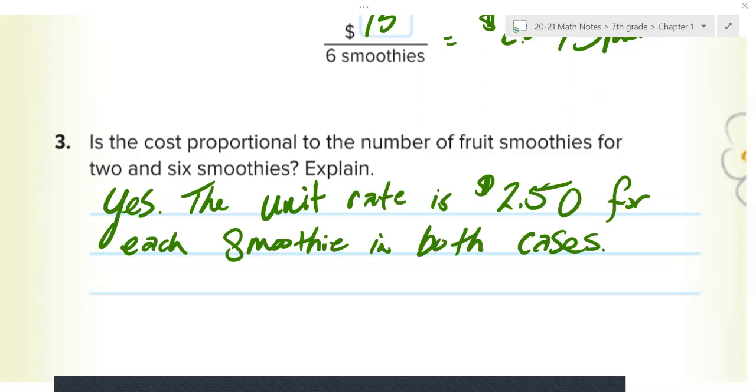So there's one situation where we're going to have unit rates. The other one is going to be finding a proportion, and we're going to learn about proportions right now.